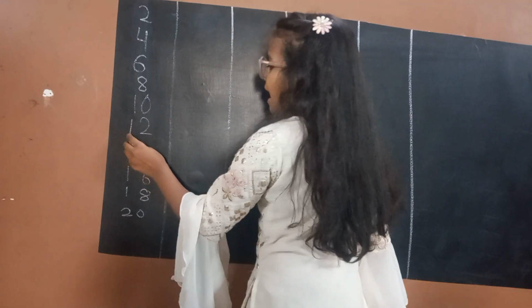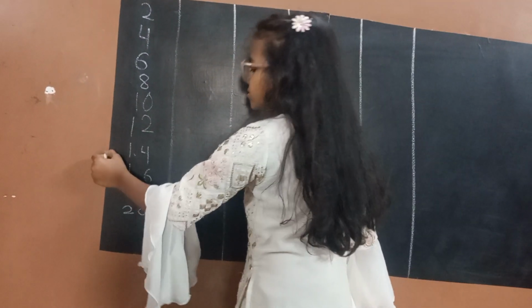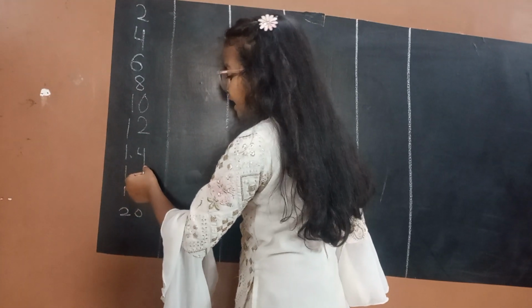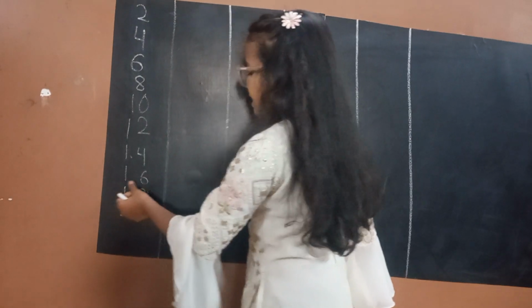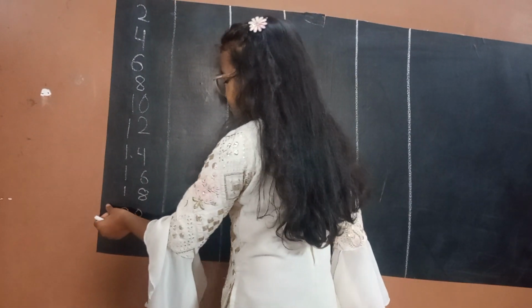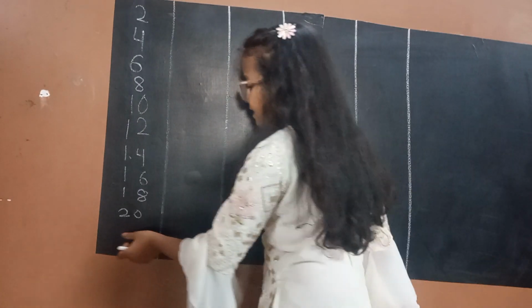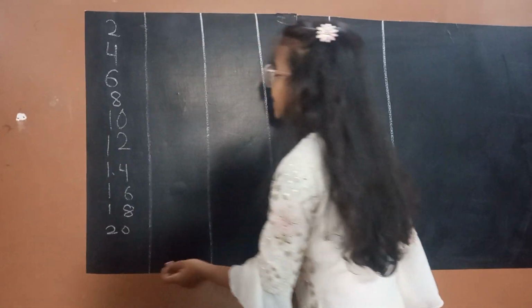Let's repeat. 2 6s are 12. 2 7s are 14. 2 8s are 16. 2 9s are 18. 2 10s are 20.